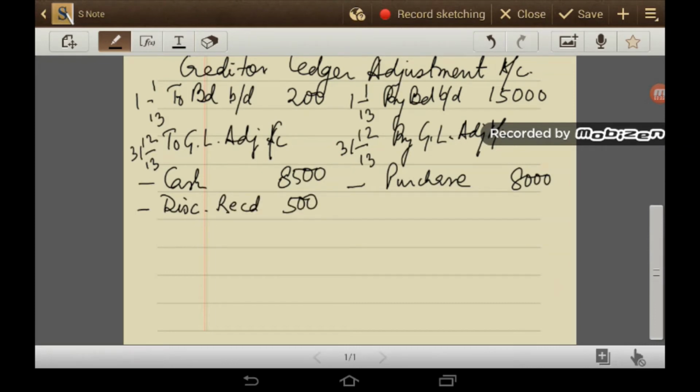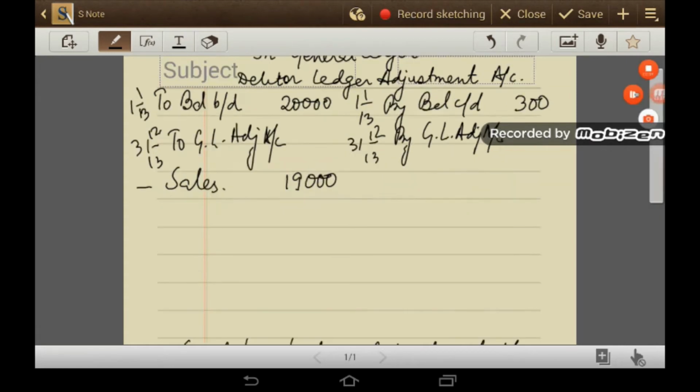The next item is cash receipt from customer. So what is the journal entry? General ledger adjustment account debit to debtor ledger adjustment. So cash received is 14,100 and discount given is 900 rupees.